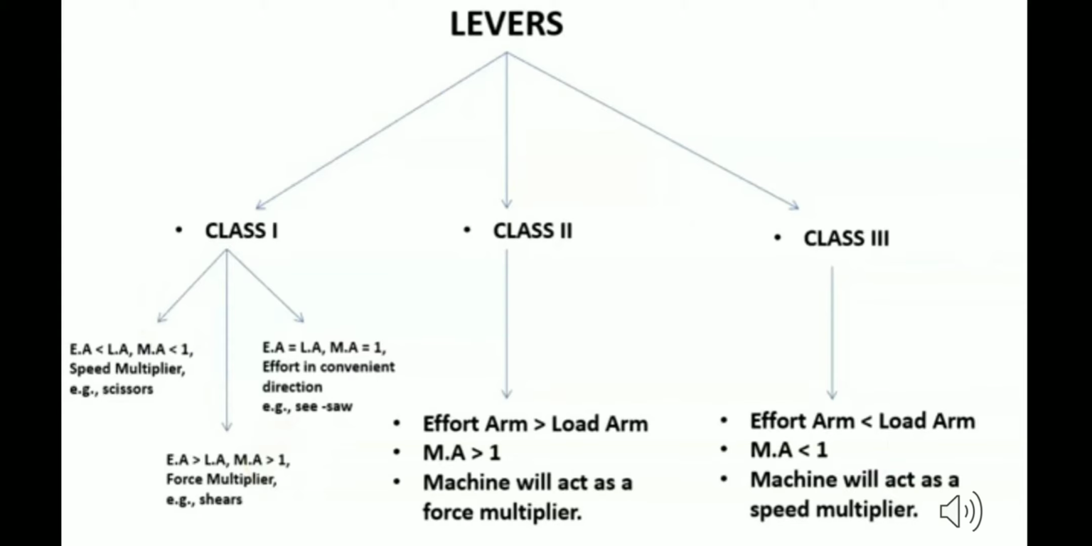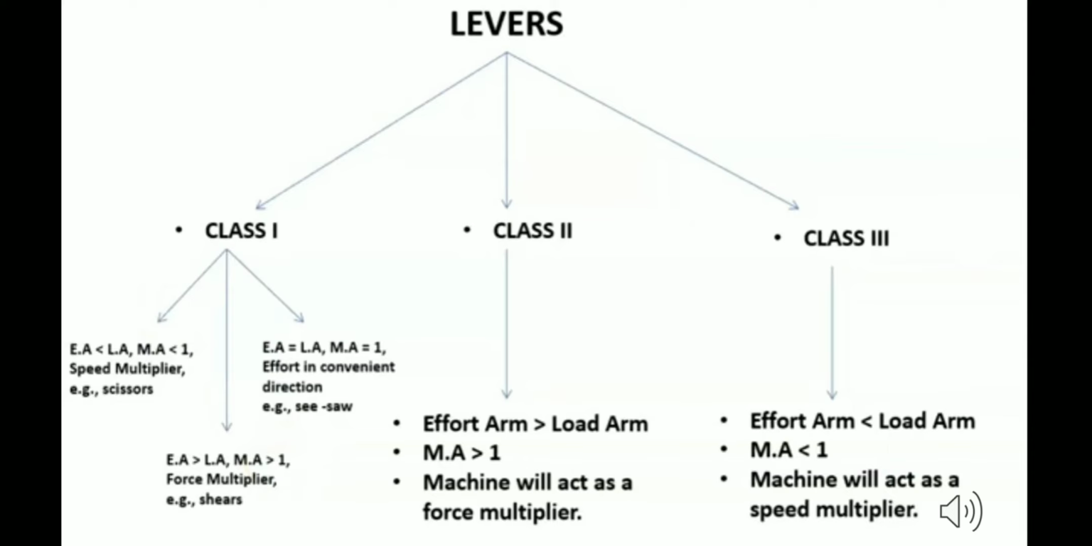if EA is greater than LA, EA is effort arm is greater than load arm. In that case, mechanical advantage will be less than 1. If effort arm is less than load arm, and mechanical advantage is effort arm upon load arm, we have just now studied. So if numerator is less than the denominator, obviously mechanical advantage will be less than 1. In that case, it will be a speed multiplier. That means the lever will be a speed multiplier like scissors.